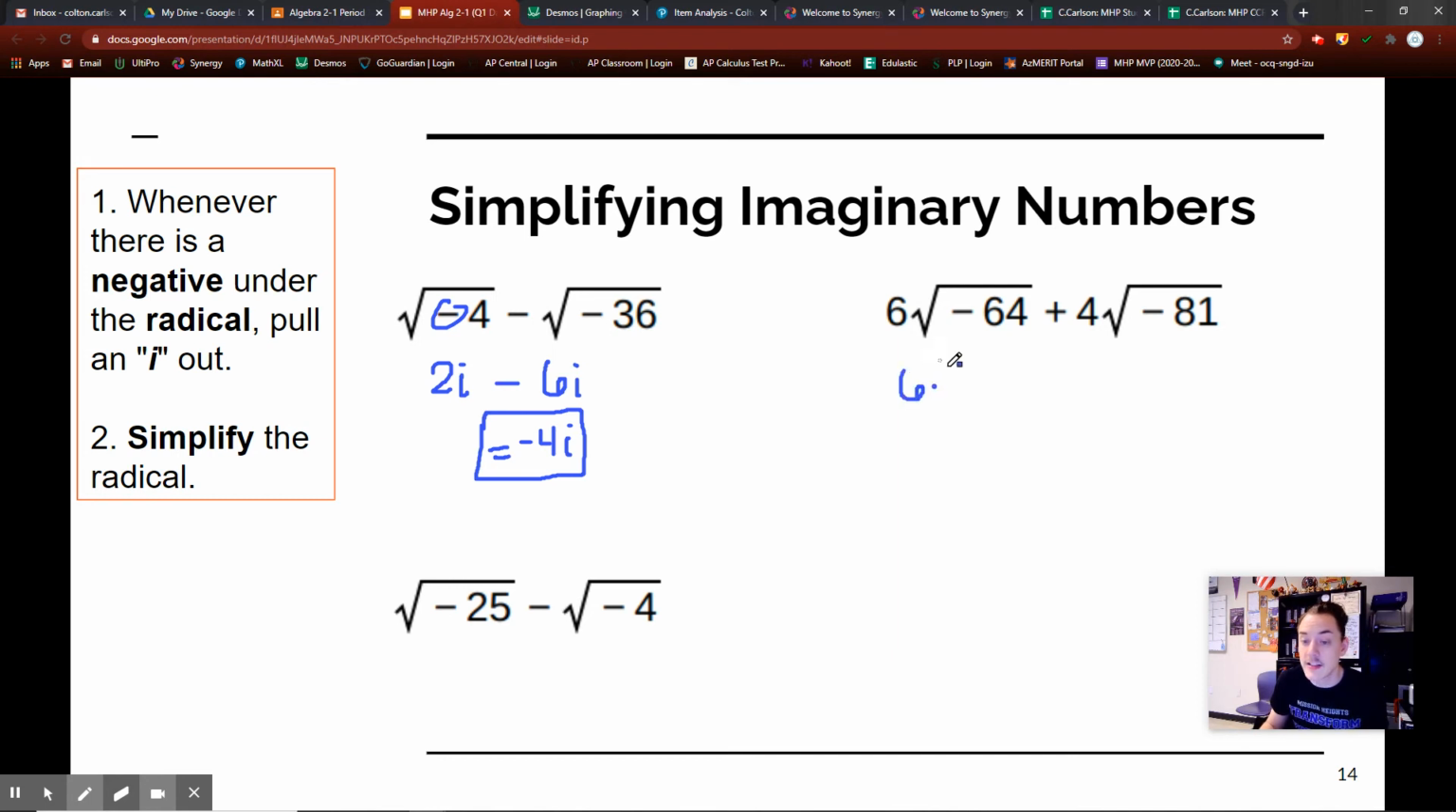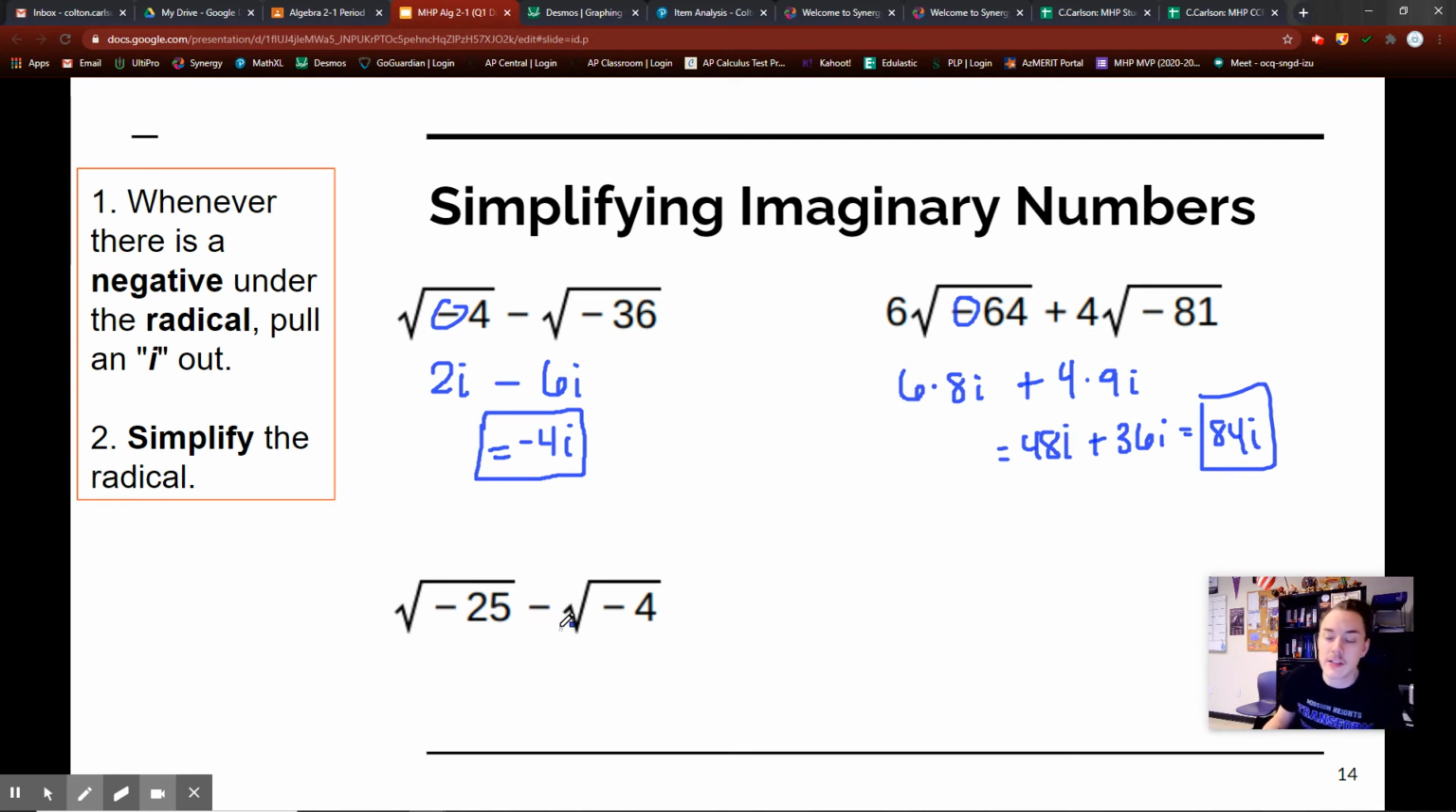64, so this is 6 times 8, because radical 64 is 8, but then I have to pull out an i, so make sure you tag on an i, plus 4 times radical 81 is 9, and then pull out an i. So this becomes 48i plus 36i, which equals 84i.